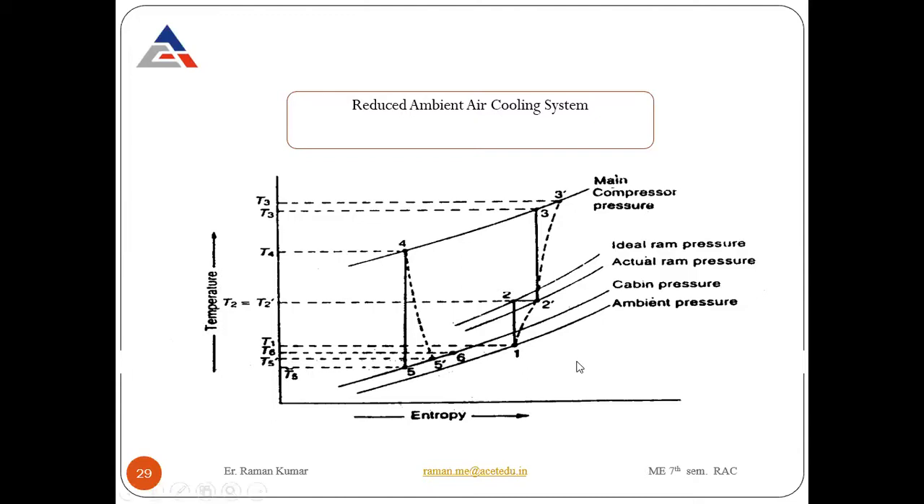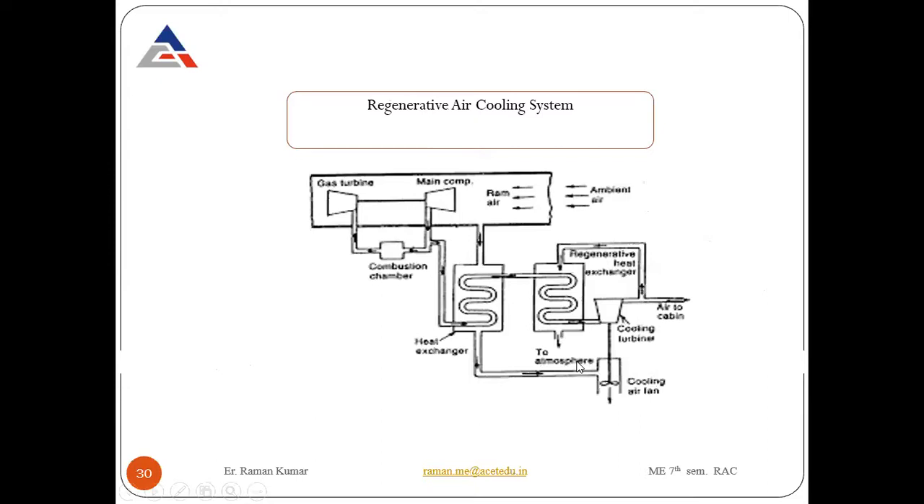Now next is your regenerative type air cooling system. Look here, in this system, again ambient air enters the jet where ramming action will be there, where both pressure and temperature get increased. After ramming action, it will pass through the first main compressor, then after passing through the combustion chamber, it helps in running this gas turbine, which is directly connected to this main compressor.